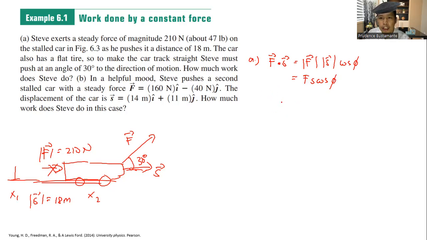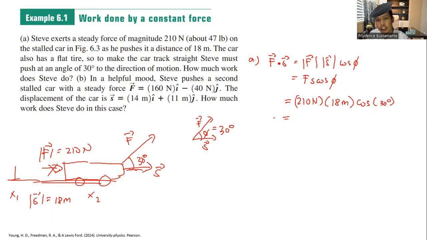Now, we know the magnitude of F, which is 210 Newton, and we know the magnitude of S, which is 18 meters. We multiply them. However, we also need the angle, and we are given the angle. This is the force and this is the displacement, and the angle between them is 30 degrees.